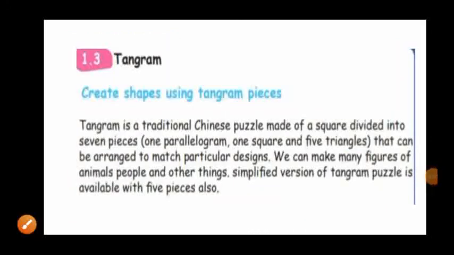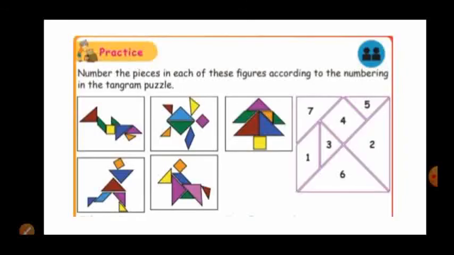Create shapes using tangram pieces. Tangram is a traditional Chinese puzzle made of a square divided into 7 pieces: 1 parallelogram, 1 square and 5 triangles that can be arranged to match particular designs. We can make many figures of animals, people and other things. A simplified version of the tangram puzzle is available with 5 pieces also. Here, number the pieces in each of these figures according to the numbering in the tangram puzzle.